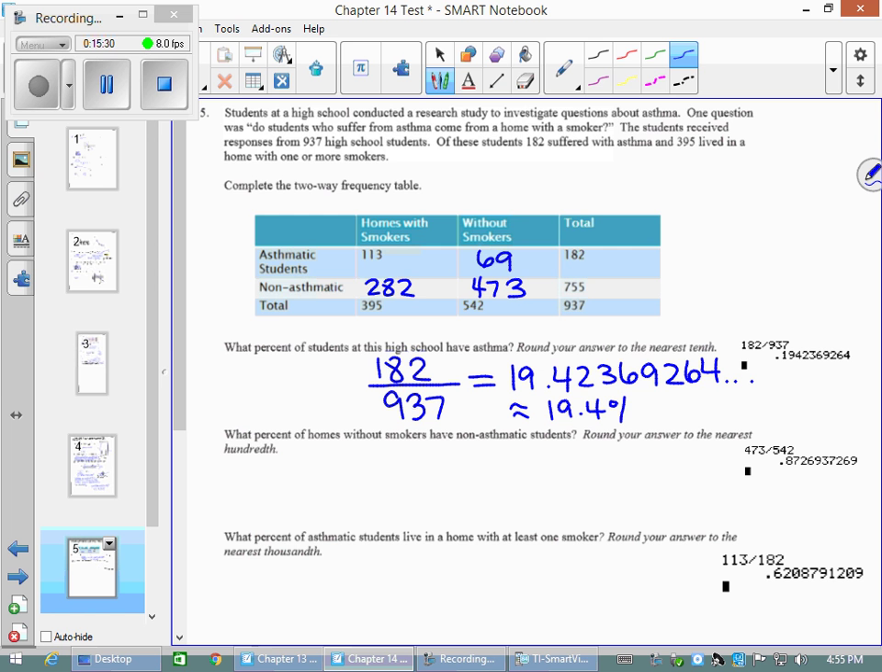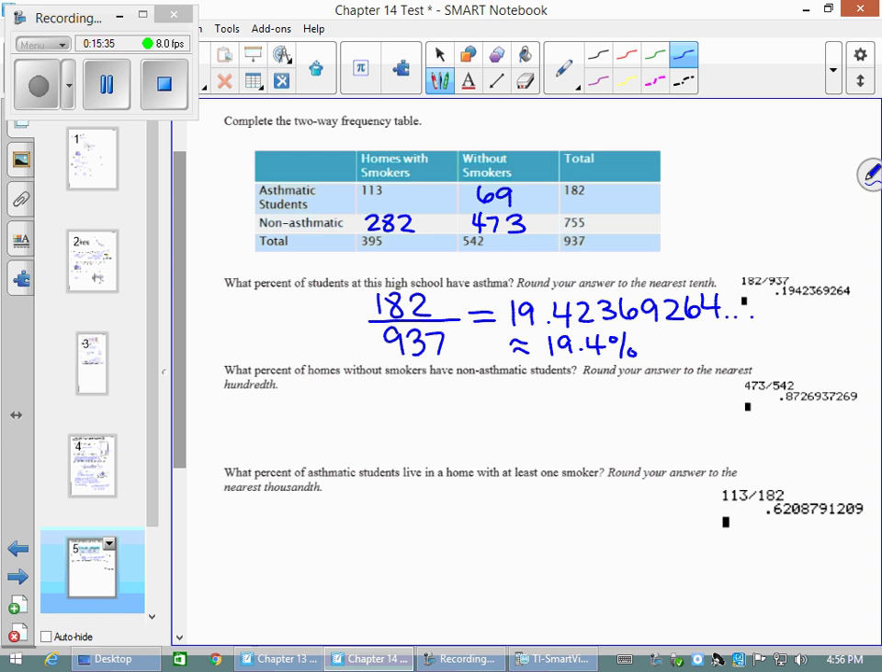What percent of homes without smokers have non-asthmatic students? So homes without smokers, that total would be 542. And of those 542 homes, how many have non-asthmatic students? So 473. So when you take those numbers and you divide, you get the decimal on the right. But if I want to write it as a percent, it would be 87.26937269. And now I want to round that to the nearest hundredth. So now I'm rounding this one to 87.27%.